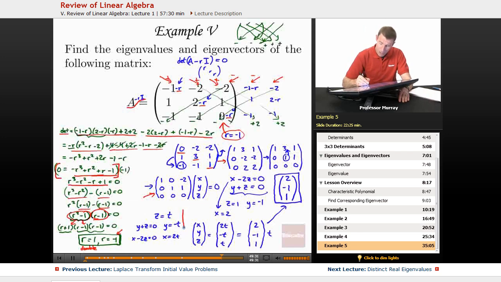You can use free parameters the same way you learned in linear algebra, or you can use my little trick of starting with z equals 1 and then working backwards to figure out what x and y should be. Either way, you end up with this as the eigenvector, and remember, that was just for the eigenvalue r equals negative 1. So we still need to go back and find the eigenvector corresponding to the eigenvalue r equals 1. That's what we're going to do on the next slide.